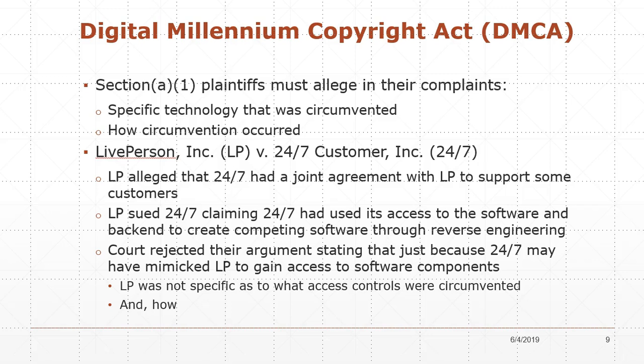Section A1 plaintiffs must allege in their complaints that a specific technology was circumvented and how that circumvention occurred. In the case of Live Person Inc., LP, and 24/7 Customer Inc., LP alleged that 24/7 had a joint agreement with LP to support some customers. LP sued 24/7, claiming that 24/7 had used its access to the software and back end to create competing software through reverse engineering, which would require breaking the access control. You'd have to look at either some kind of source code or disassembled assembly language code to be able to reverse engineer it.